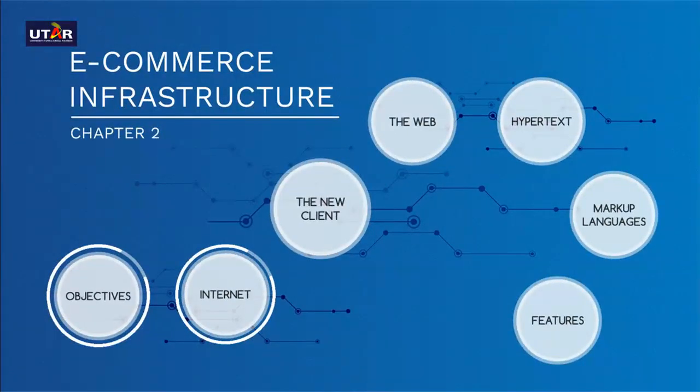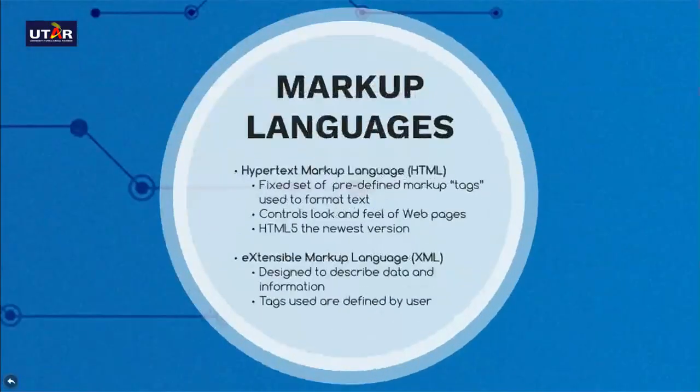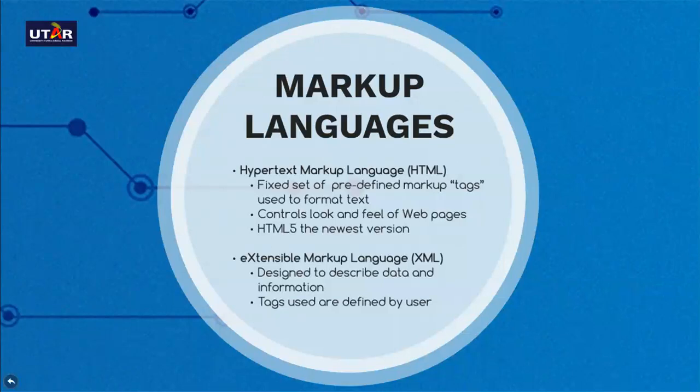So hypertext markup language is a fixed set of predefined markup tags used to format text and control the look and feel of web pages. Currently the latest version of HTML is version 5. The second generation of HTML is the extensible markup language, designed to describe data and information. The tags are defined by the user.